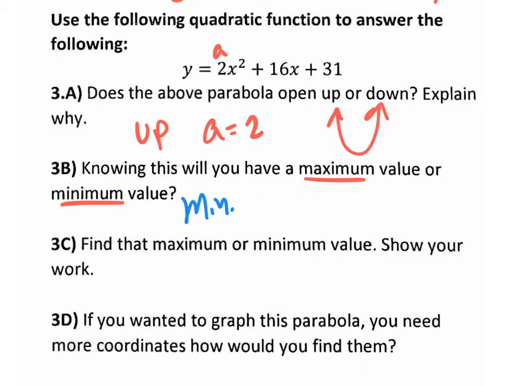If you throw something up in the air, it's going to reach a maximum value and then it's going to come back down, right? So if it opens down, maximum value. If it opens up, minimum. And you can determine all that just by looking at your A value.